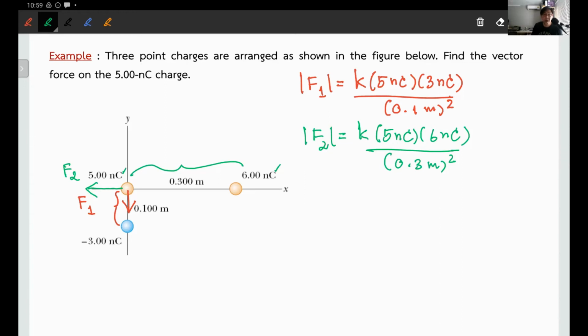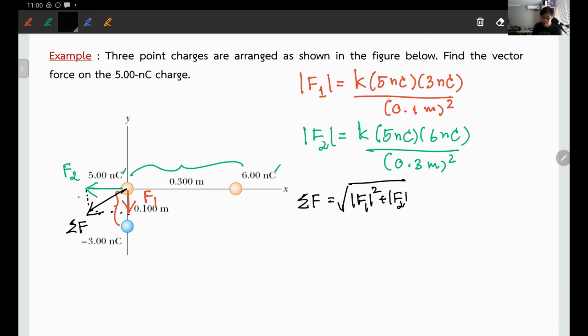That's it in the sense that you have to add these two together as the vector summation. So you need to use the Pythagorean theorem for that. There you go. That will be your sigma F right here. So that means the net force will be the square root of F1 squared plus F2 squared. Very nice. Okay, and that's it. The rest, just plug in the numbers.